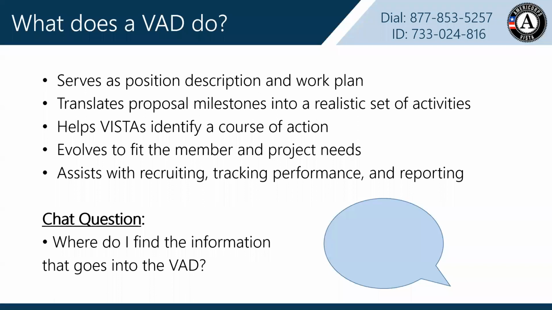So I'm not seeing any responses yet, but they should be coming in soon. And again, the question we're looking at is, where do I find the information that goes into the VAD? I saw someone earlier posted that they can get some of it from the VISTA project application that they submitted when they applied to be a VISTA project, which is a great answer because obviously if you're submitting a concept paper and an application to become a VISTA project, there's details in there about what you hope to accomplish over the course of your VISTA project, which much of that would ultimately flow into a VISTA assignment description.